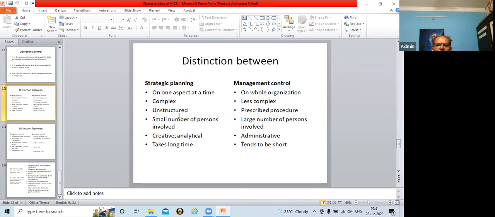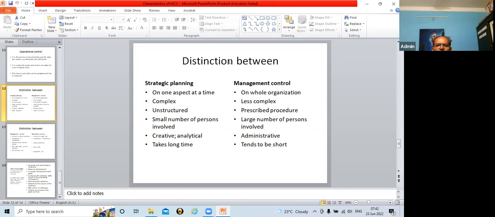So I have understood the difference between management control and strategic planning. If it is asked in the examination, can you answer this question: differentiate between strategic planning and management control? Can you answer this? Yes, please.